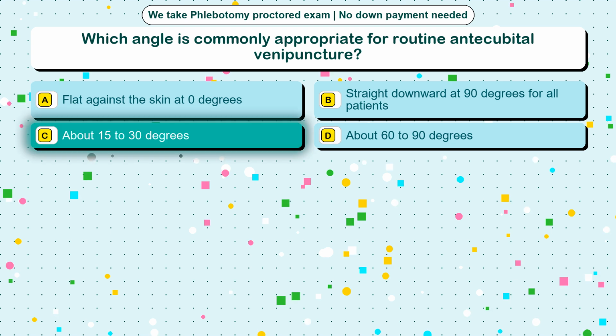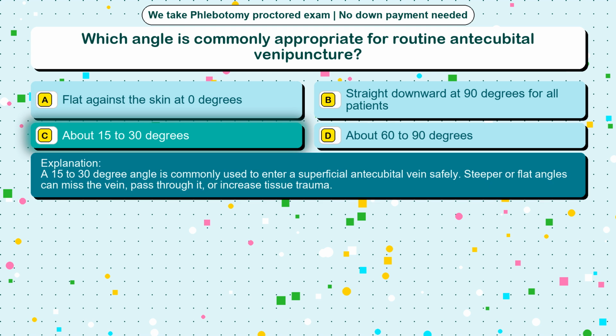The correct answer is option C, about 15 to 30 degrees. A 15 to 30 degree angle is commonly used to enter a superficial antecubital vein safely. Steeper or flat angles can miss the vein, pass through it, or increase tissue trauma.